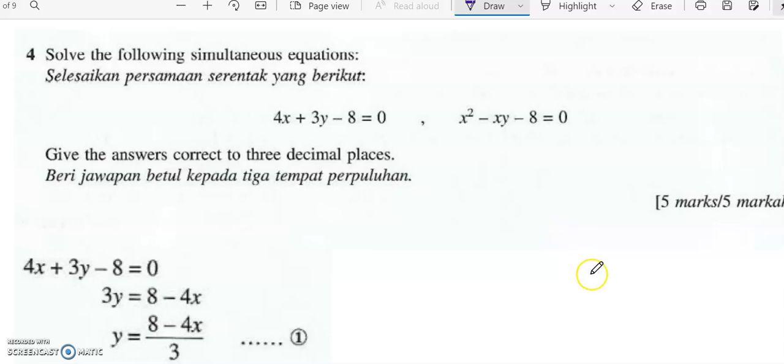Okay, now we will discuss question number 4. This is all about a system of equations. Solve the simultaneous equation. For this part, we have one linear equation and another one is a non-linear equation.